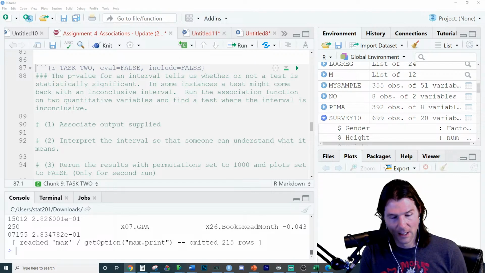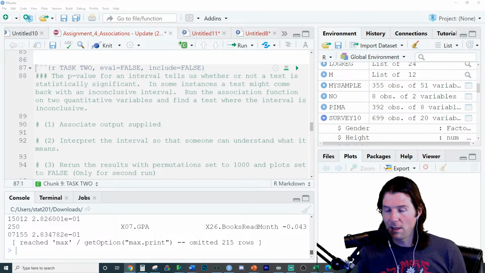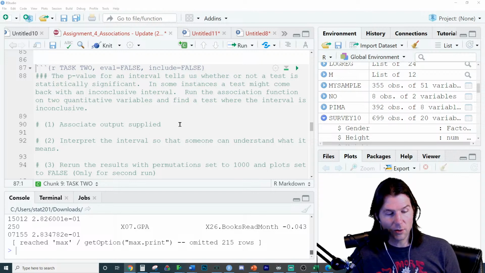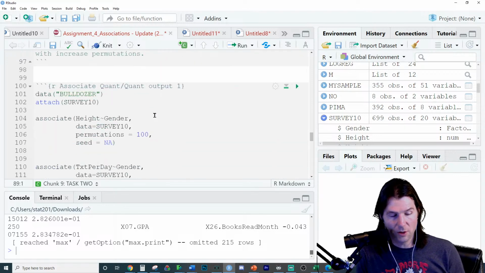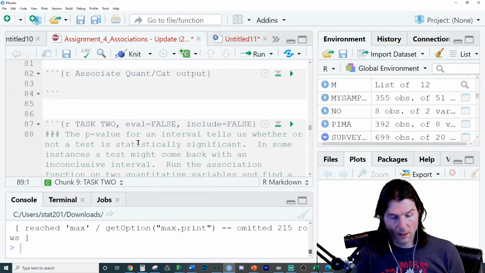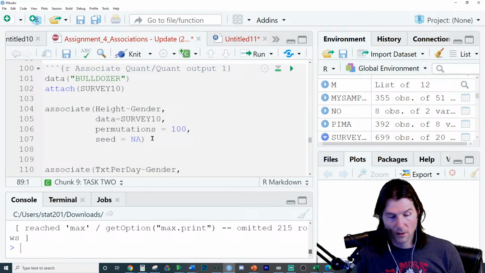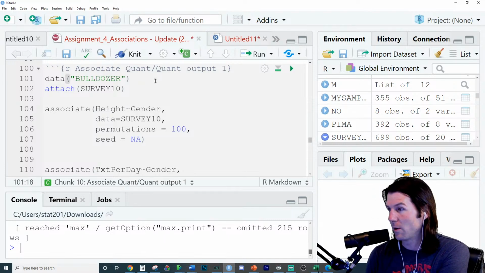Let's throw some 20 points to the chat. With this task right here, we are going to see whether or not a test is statistically significant and whether or not the p-value is conclusive. So in this test, let's go ahead right here and look at the associated output. So we did some of this earlier. So let's take a look at this code and first understand what this code means. So this code right here does what? You can say, I don't know. I don't know is a fine answer.